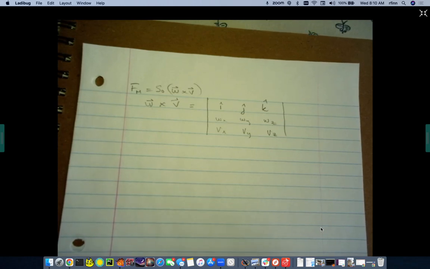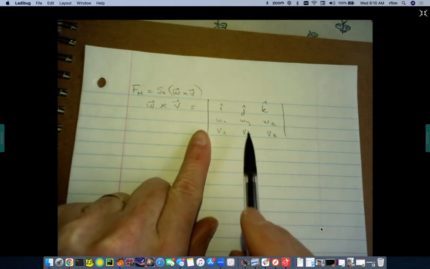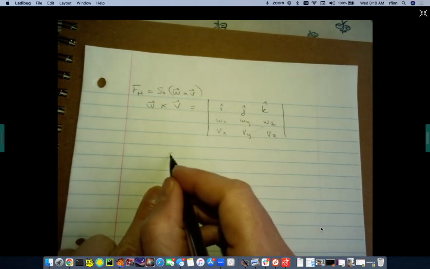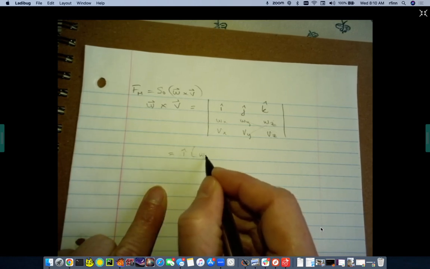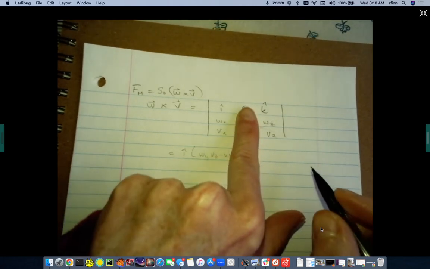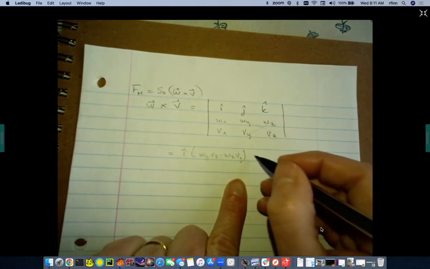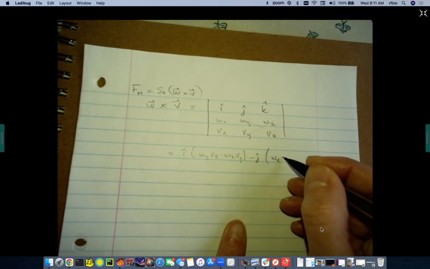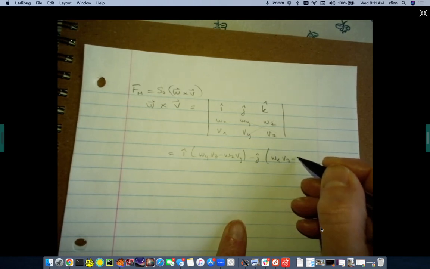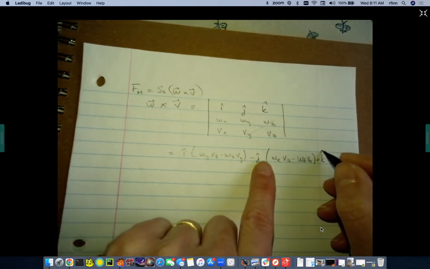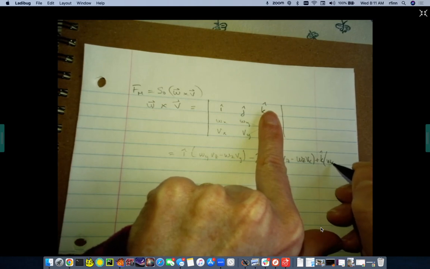Remember, if we want to get the I hat direction, we block this out and we do these two minus these two. So it's I hat (omega y Vz minus omega z Vy). And then the j hat, we do these, but remember there's a minus sign in front of the j hat, and then we do omega x Vz minus omega z Vx. And then k hat, we get omega x Vy minus omega y Vx.